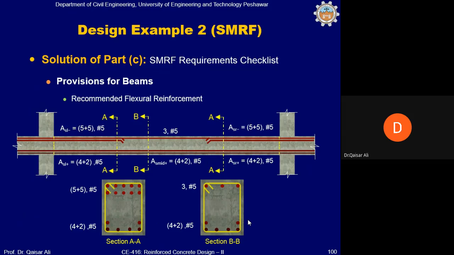And this can be done in this manner: instead of curtailing the bars on the positive side, we will not curtail the bars. We will continue the 4 plus 2 bars so that 6 bars are used at the midspan of the beam as well as at the ends of the beam. So by this, the SMRF provision will be satisfied. Okay. So if we take a section now, at the midspan, we will see 4 plus 2 bars as well as here 4 plus 2 bars, 5 plus 2 bars. So this provision of the ACI code for the flexure reinforcement is satisfied.